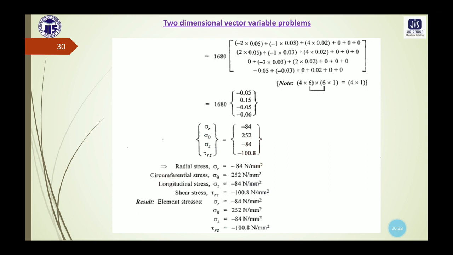After performing this matrix multiplication, we have calculated the radial stress sigma r as minus 84 Newton per millimeter square. Then circumferential stress sigma theta is 252 Newton per millimeter square. Then longitudinal stress sigma z is minus 84 Newton per millimeter square. And the shear stress tau rz is minus 100.8 Newton per millimeter square. This is the procedure by which we have calculated the element stresses, that is radial, circumferential, longitudinal and shear stress.